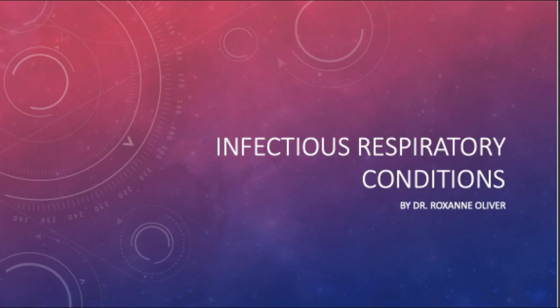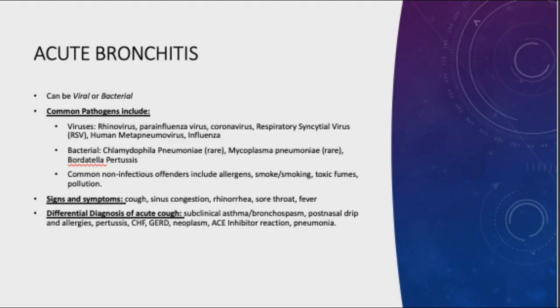So the first condition that we're going to talk about is acute bronchitis. You will see this in pediatrics and adult. This is actually a fairly common diagnosis that you will run into. People will come in with these signs and symptoms all the time, especially I would say during the months of October to May. That tends to be the more common time when acute bronchitis will be seen.